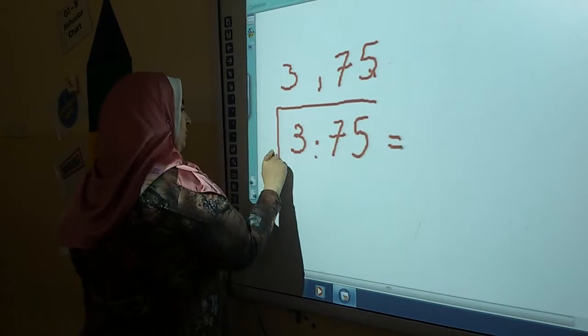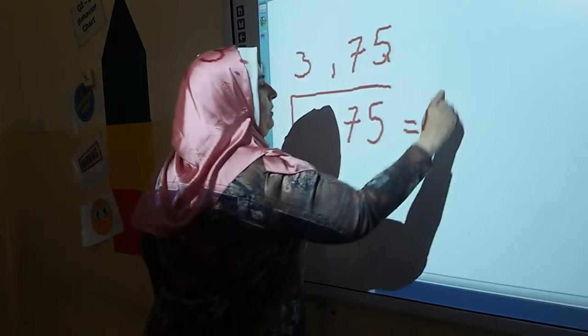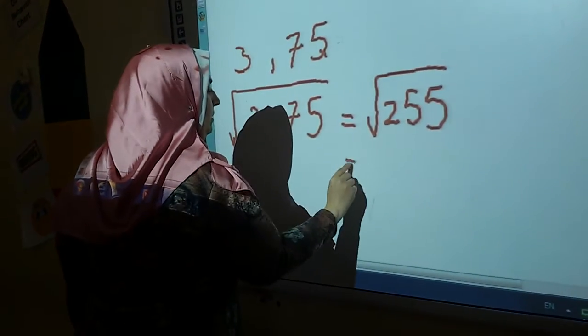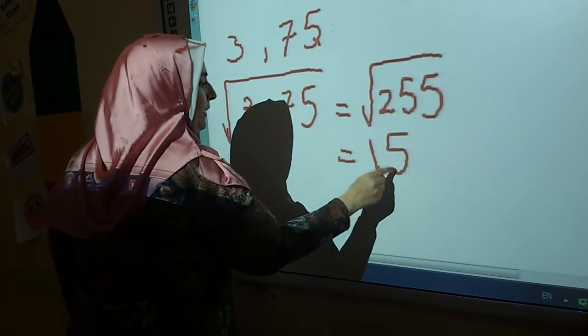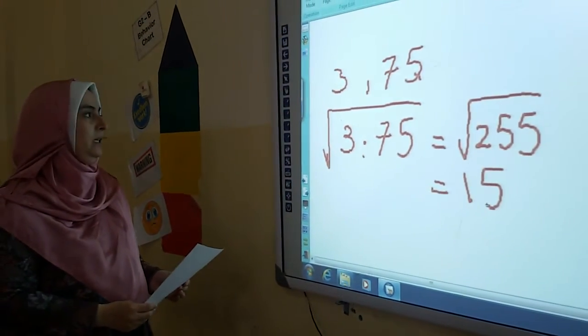So I'm going to get the square root of 225, so it will be 15. This is the geometric mean.